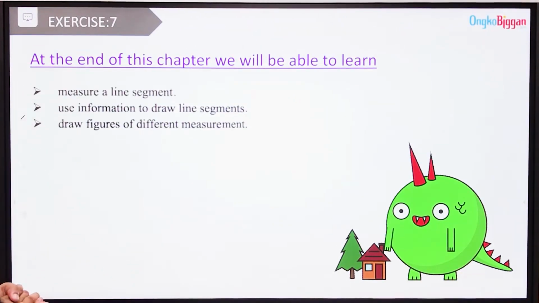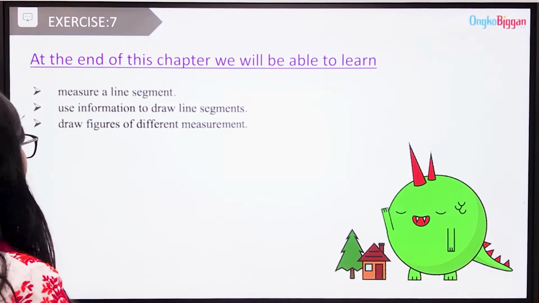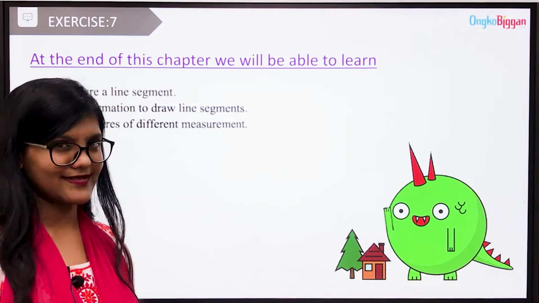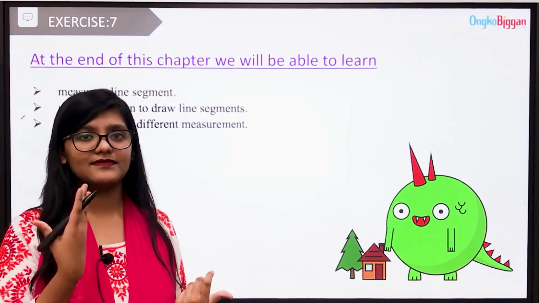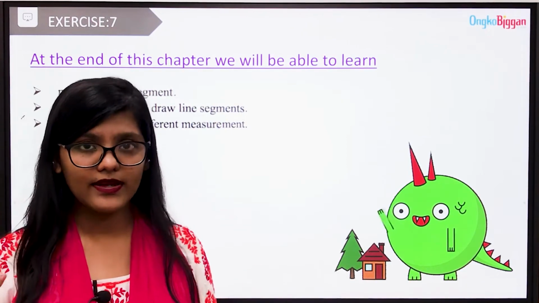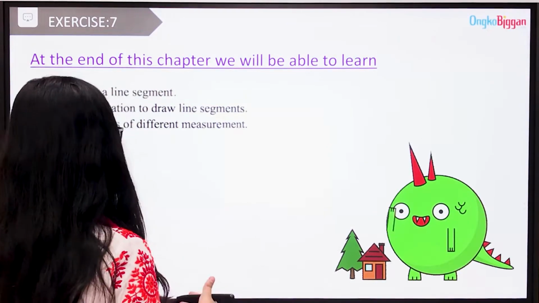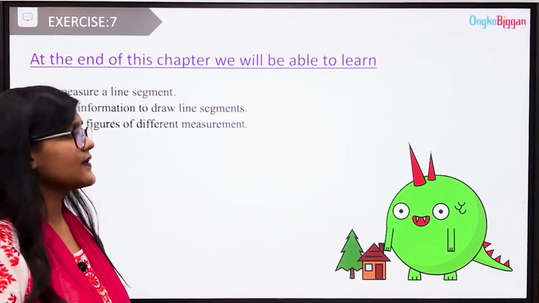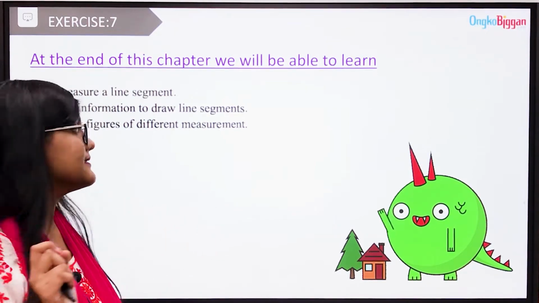So firstly we are going to introduce ourselves with the things that we are going to learn in this chapter. That is measuring a line segment. We have learned in the previous chapter what a line segment is. A line segment has two endpoints, that means it is measurable, a fixed length. So here we are going to learn how to measure the length of a line segment.